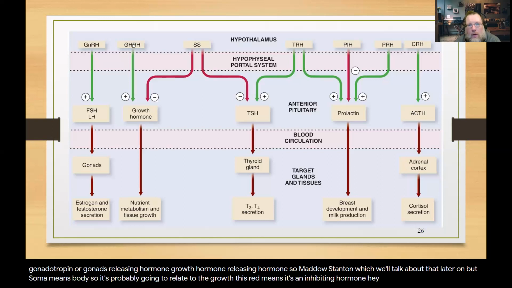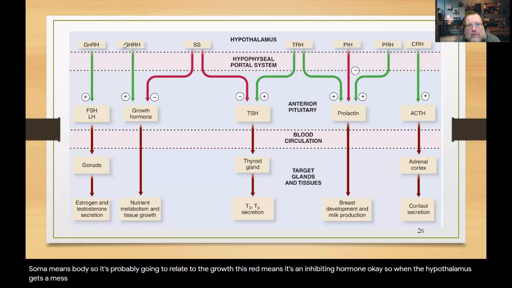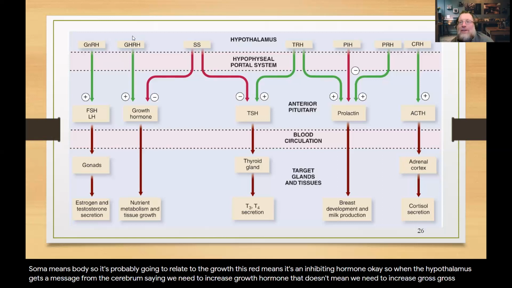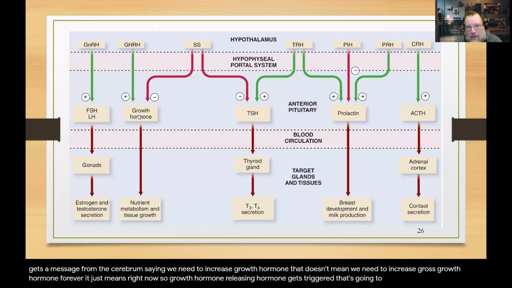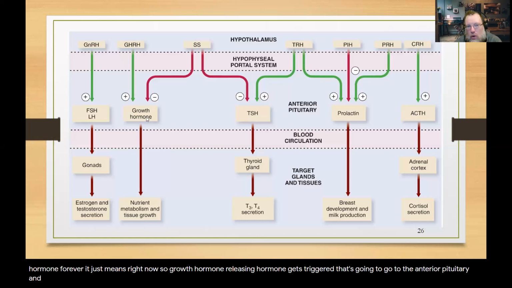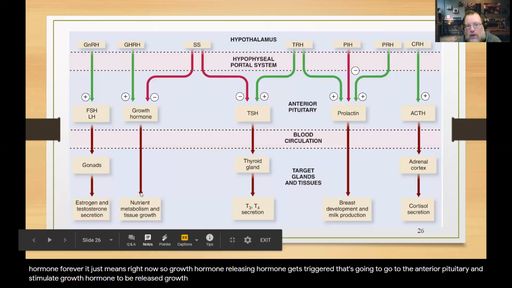So when the hypothalamus gets a message from the cerebrum saying we need to increase growth hormone, that doesn't mean we need to increase growth hormone forever. It just means right now. So growth hormone releasing hormone gets triggered. That's going to go to the anterior pituitary and stimulate growth hormone to be released. Growth hormone is going to trigger nutrient metabolism and tissue growth.